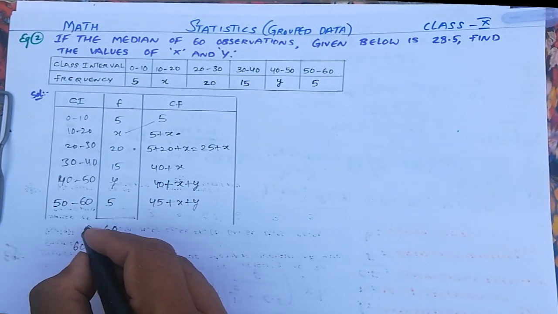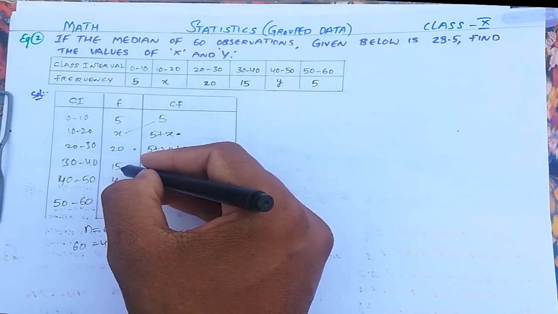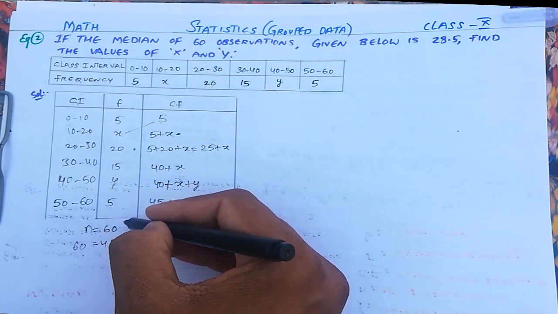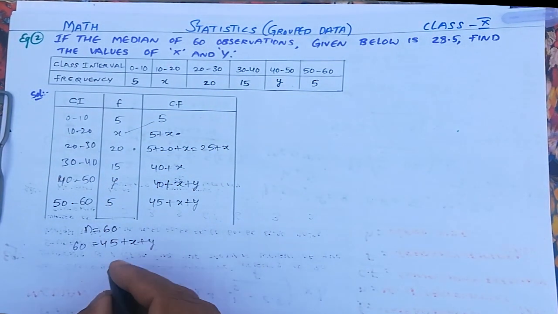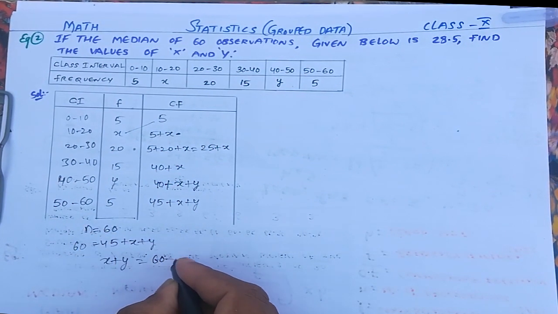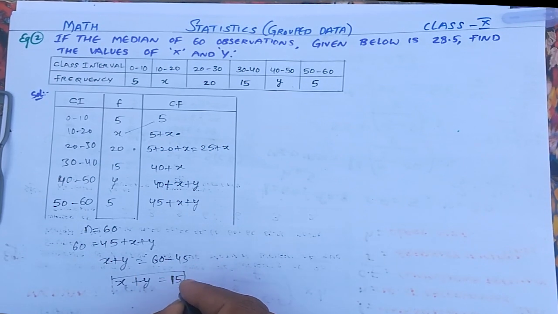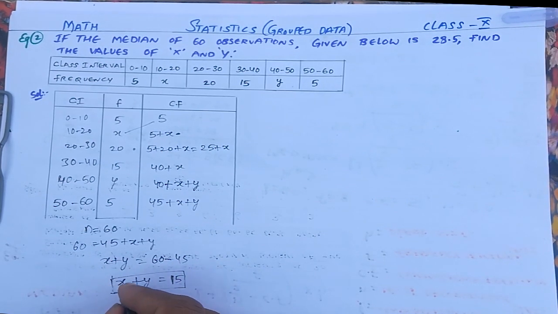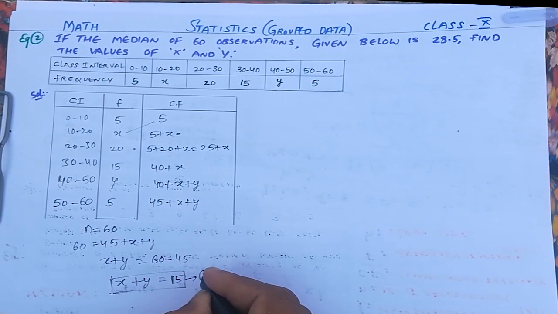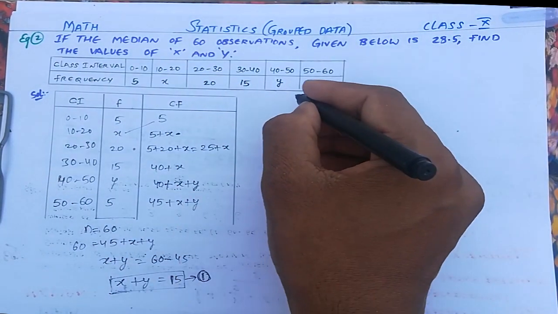This value is nothing but the number of frequencies, so we equate them. 5 plus 20 is 25, 25 plus 15 is 40, 40 plus 5 is 45, and x and y we separate. So x plus y equal to, bring 45 this side, it becomes 60 minus 45, subtraction. x plus y equal to 60 minus 45, which is 15. We'll mark this as equation 1, because this will be helpful for finding the values of x and y. So mark it and we'll keep it separate.